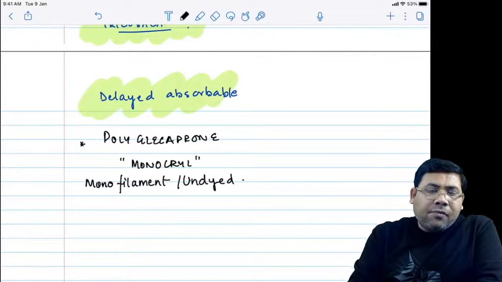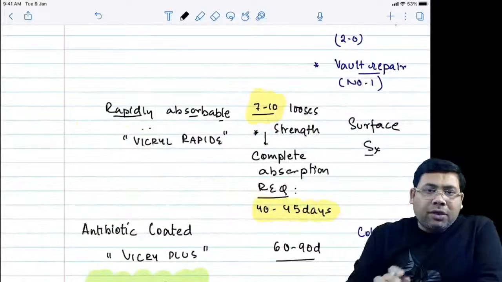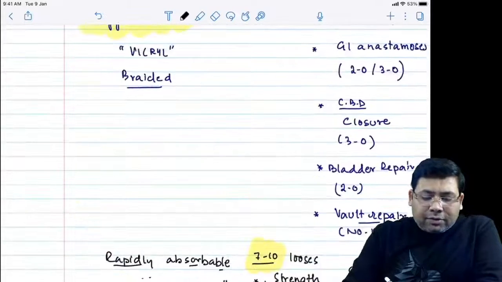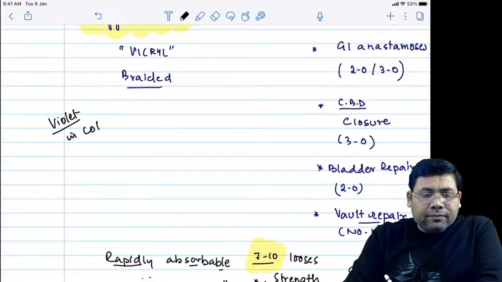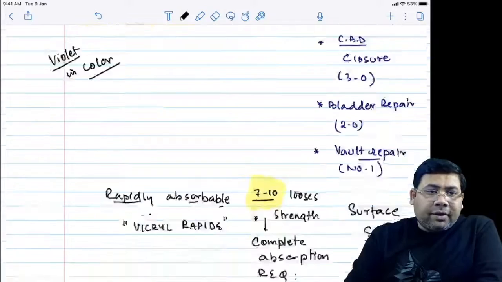If you see Vicryl, this is violet in color. So this is violet in color.